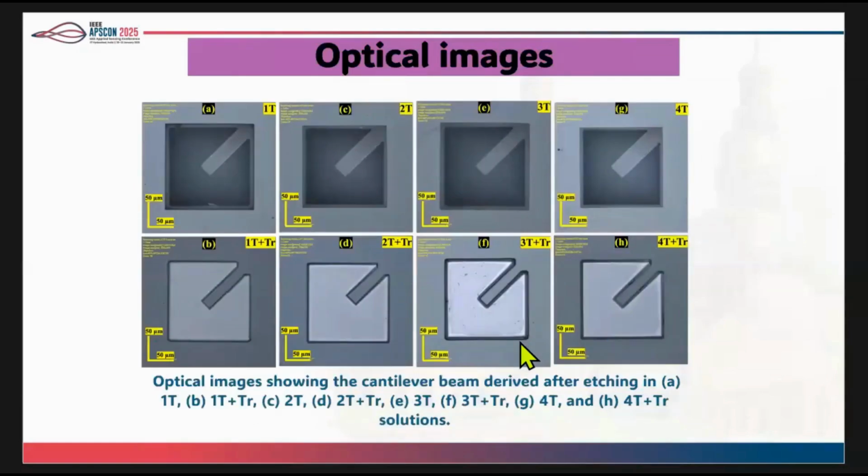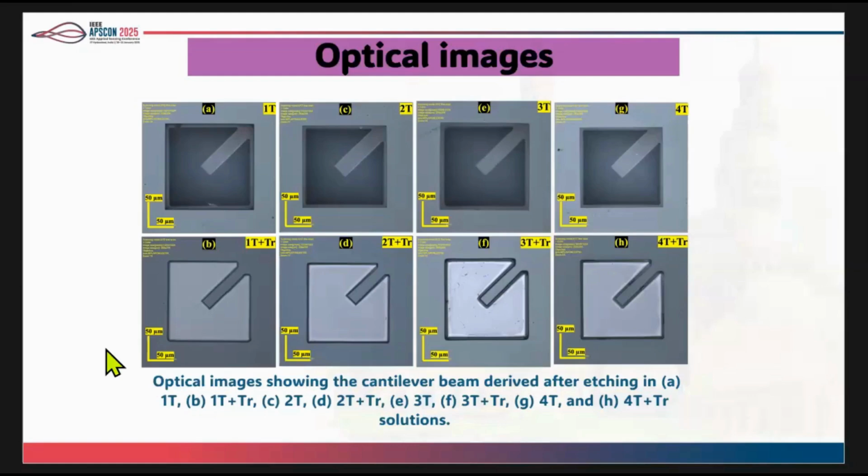And this is the optical image where I'm showing the freestanding structures. As you can see in these four images, the top ones show freestanding structures fabricated with the TMAH solution. When you are adding Triton, as you can see in the bottom images, those are not released because the etch rate is very low, and at the same time undercutting is also less. So the first four images show freestanding structures you can fabricate by wet anisotropic etching, and the bottom row shows structures you can fabricate where undercutting is not required.